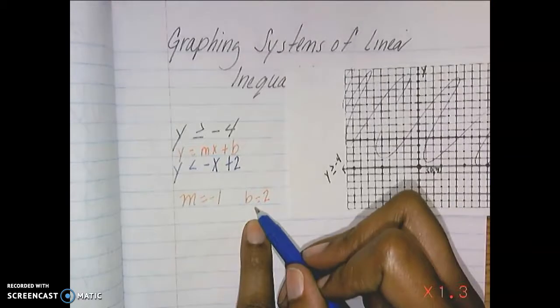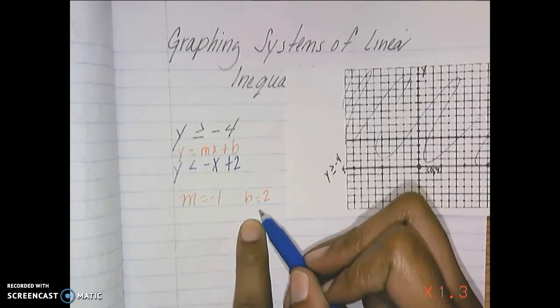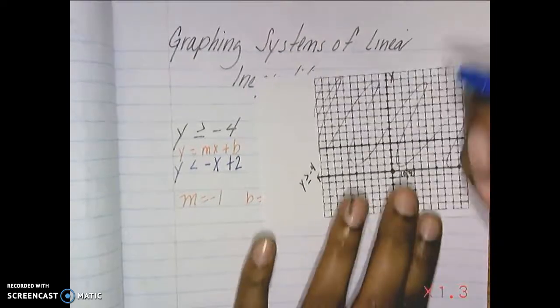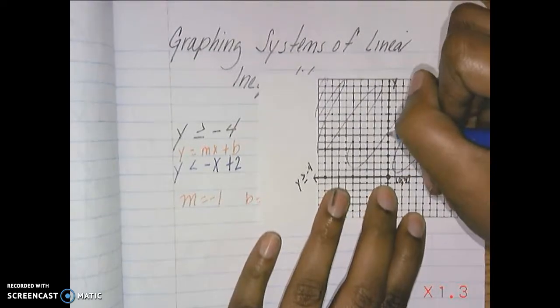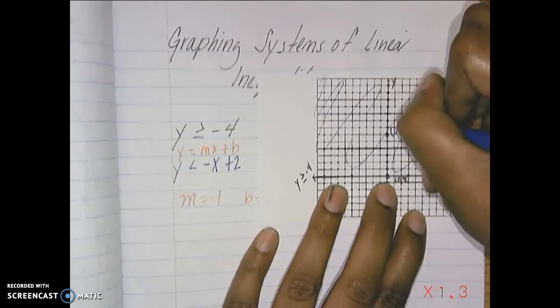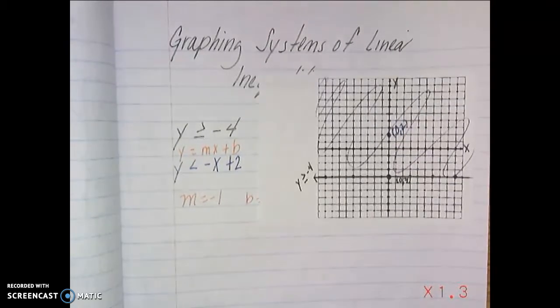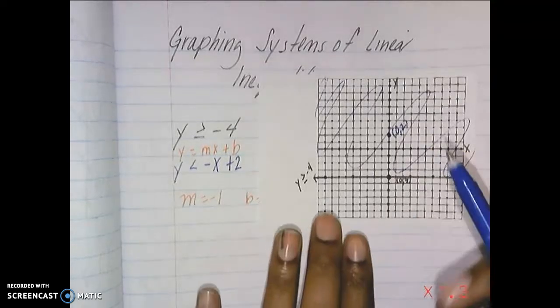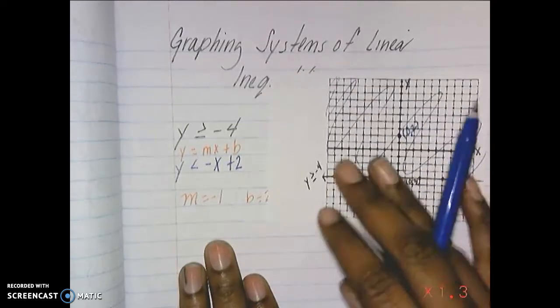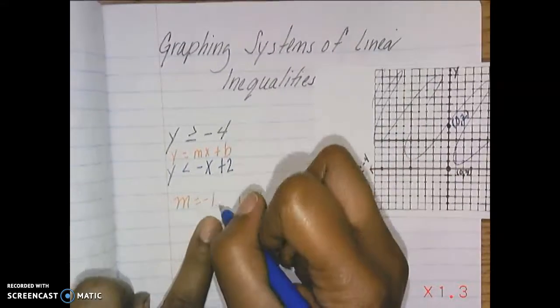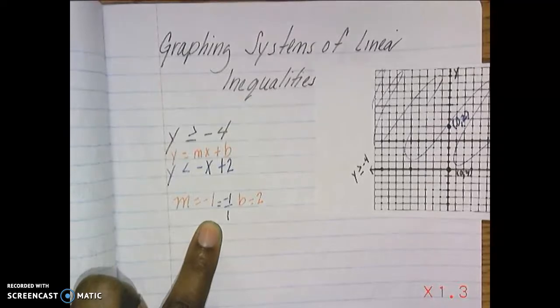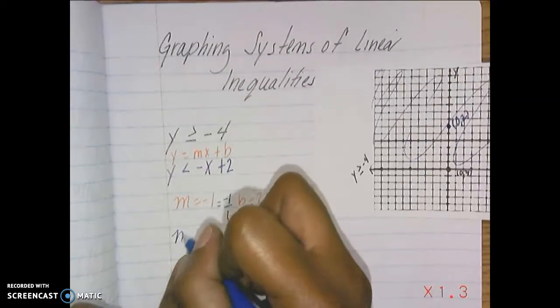So this means that b equals 2, because it's positive 2. What that means is that I'm going to start from the origin and go up 2. So (0, 2) is that location right there. Then my slope is negative 1, so I can rewrite this as the fraction negative 1 over 1. And to be honest with you, I can rewrite this 2 ways.